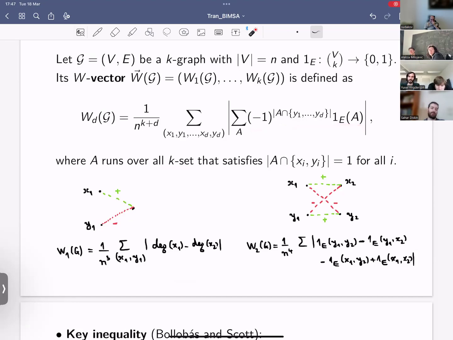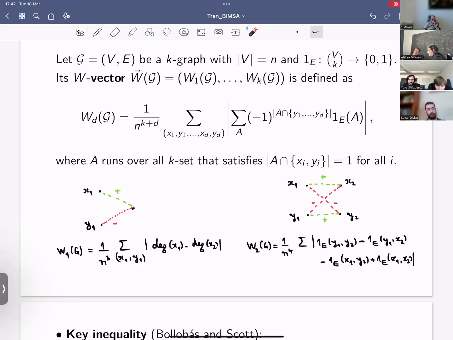So this pair intersects with I1 y1 at 0 points, so it has a plus sign, and this one contains y1, right? So this has a minus sign. So if this is an S, then it will contribute plus 1 to this sum, and if it's a non-S, then it contributes 0. And if this is an S, then it will contribute minus 1 to this sum, and it will contribute 0 if it is a non-S.